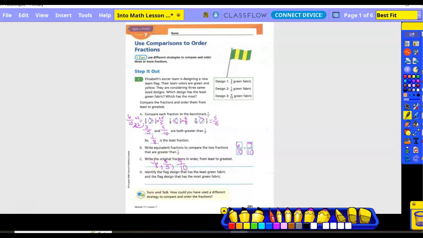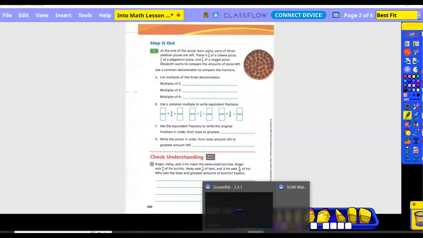Okay, so which flag design has the least green fabric? Design 2, right? So least would be design 2. And then which one has the most? So which one is the largest? 9/10, which is design 3. Step it out, number 2.